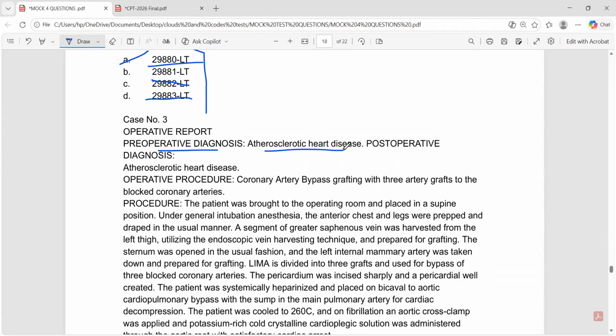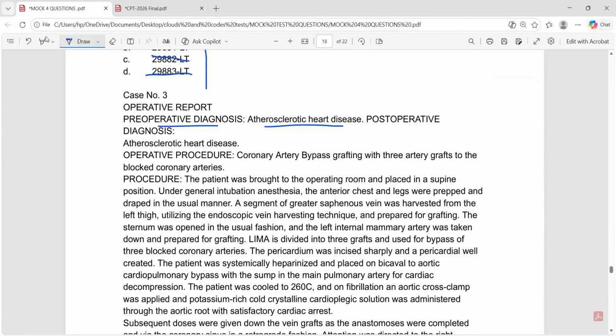Next, third question, case 3, operating report. Preoperative diagnosis: atherosclerotic heart disease, which is fat deposits in the heart. What is the operating procedure? Coronary artery bypass grafting with 3 artery graft to the blocked coronary arteries. What is performed? CABG. What is meant by CABG? Coronary artery bypass graft. Using which graft? 3 artery graft.